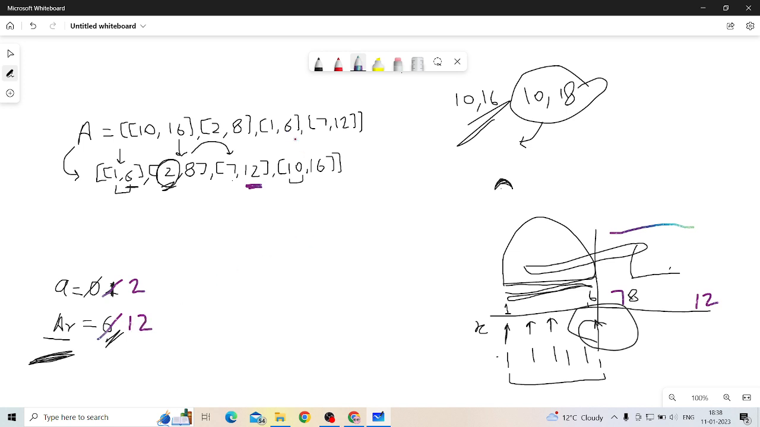Now we are at this balloon, having starting index 10 and ending index 16. The arrow is at 12, which means its starting point is not greater than this. So this is coming in this range, and this arrow will shoot this balloon also. We don't have to take an extra arrow. So the answer is 2 for this.